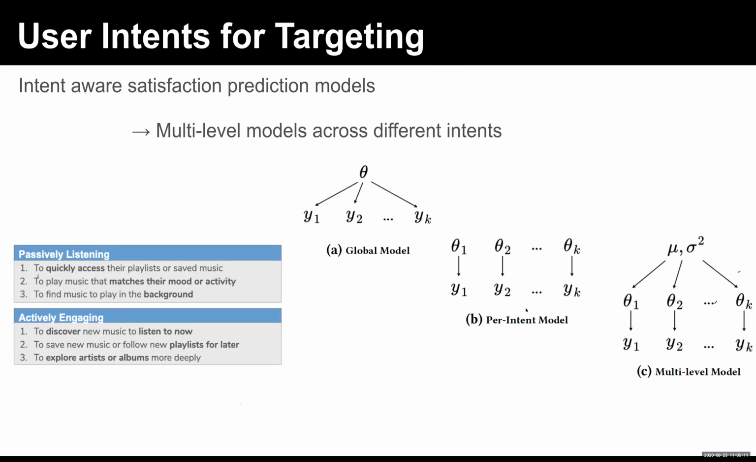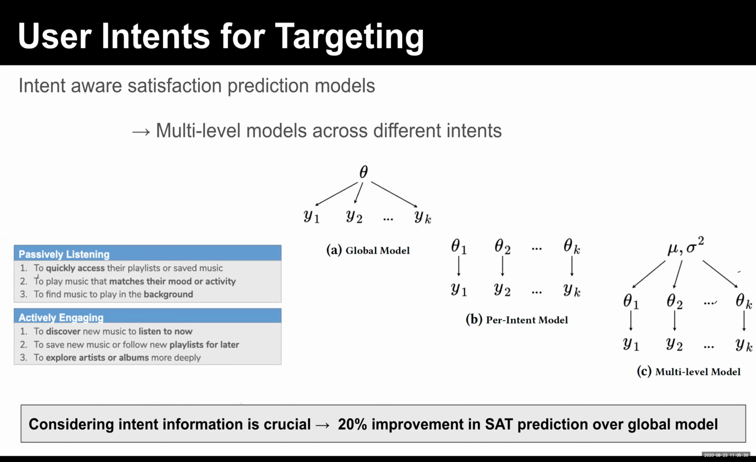A per intent model, on the other hand, is great because it has information on each intent. But the problem there is that we may not have enough data for each intent. So that's why we propose a multi-level intent model wherein you're doing some global learning and some intent-specific learning. At the same time, you're sharing information across intents. The important takeaway here is that considering intent information was crucial. In offline evaluation, it gave us about 20% improvement in SAT prediction over a global model.